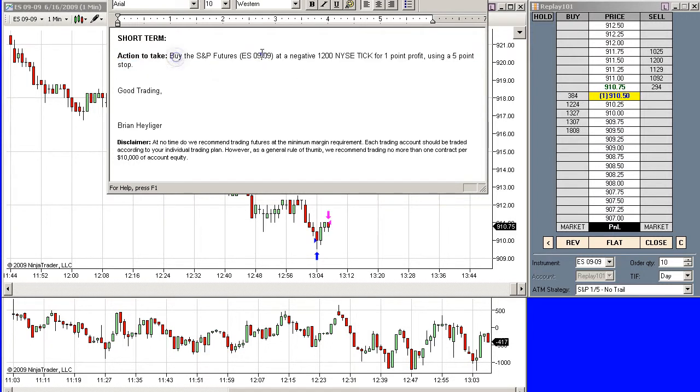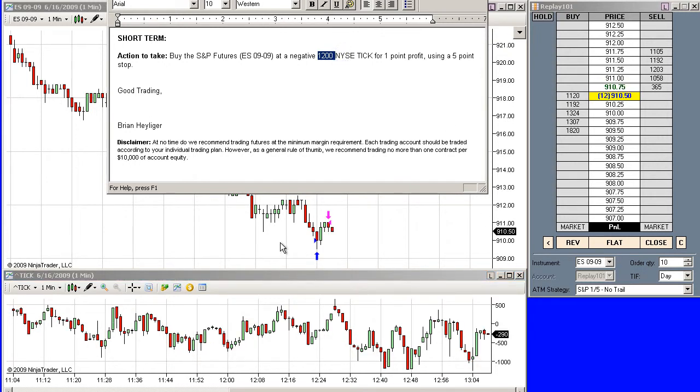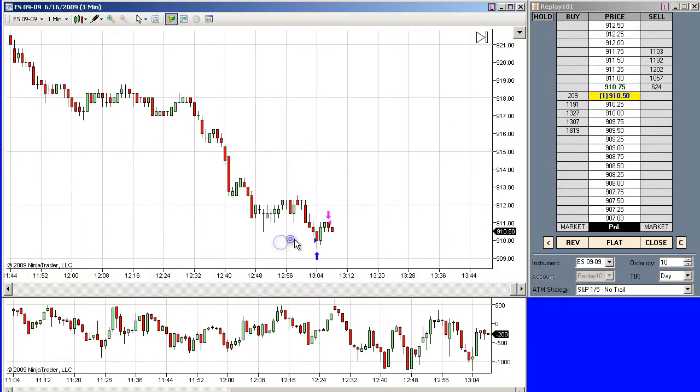Buy the S&P futures at a negative 1200. We came down here, we were watching the tick, and it came down to negative 1247, 1246, and when that happened, the S&P was trading at 910 down here, where this blue arrow is, where we entered the trade, and we sold it at 911.